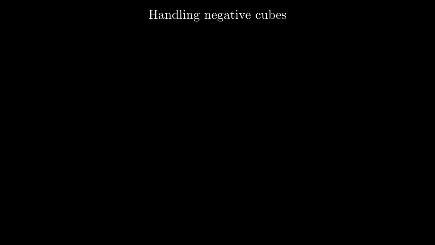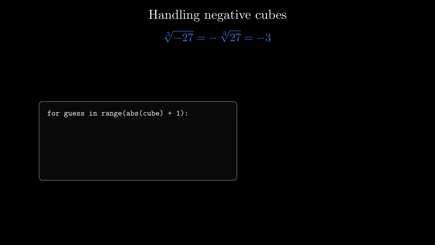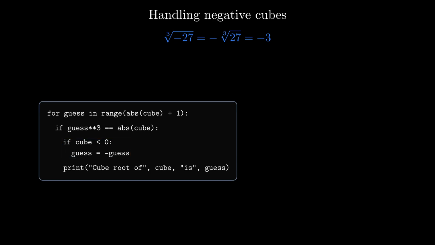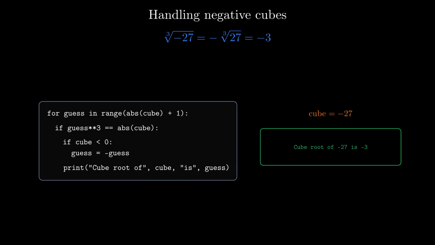Negatives need a little extra care, but cubes make it easy, because the cube root of a negative number is just the negative of the cube root of its positive twin. So we search over the absolute value of cube plus 1, and we check if guess to the power of 3 is equal to the absolute value of cube. That finds the magnitude of the root. Then one extra check. If cube was actually negative, we negate guess before printing. Run it with cube equal to negative 27, and it reports the cube root is negative 3.